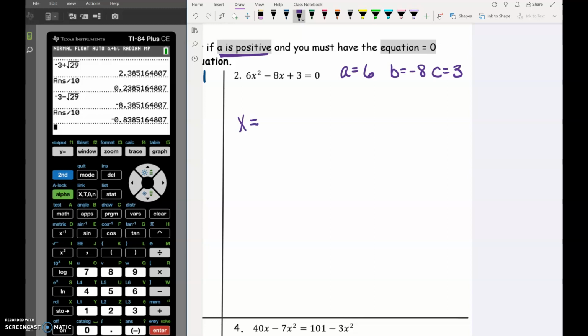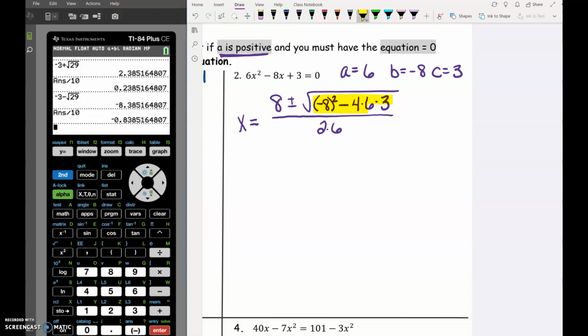X equals. I want you to pause the video and on your own see if you can put these numbers into the quadratic formula correctly. Once you have it down, then play the video and check to make sure that you put everything in the right place. Opposite of B, so 8 plus or minus the square root. This time our B is negative, so putting it in parentheses would be very important. (-8) squared minus 4 times A, 6, times C, 3, all over 2 times A, 6. So make sure you have everything in the right place.